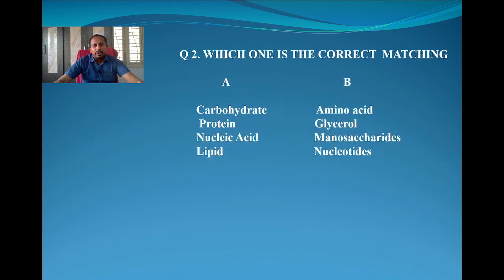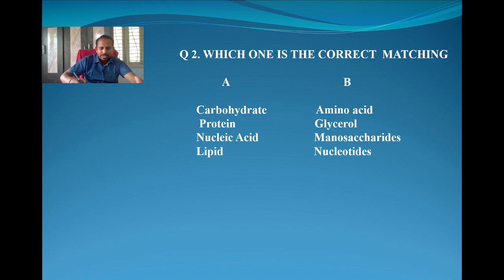Then we will move to our second question. Which one is the correct matching? In section A we have carbohydrate, protein, nucleic acid, lipid, and in section B we have amino acid, glycerol, monosaccharide and nucleotide. If you match A with B, A is nothing but polymers, B is nothing but monomers. A are all the biomolecules.